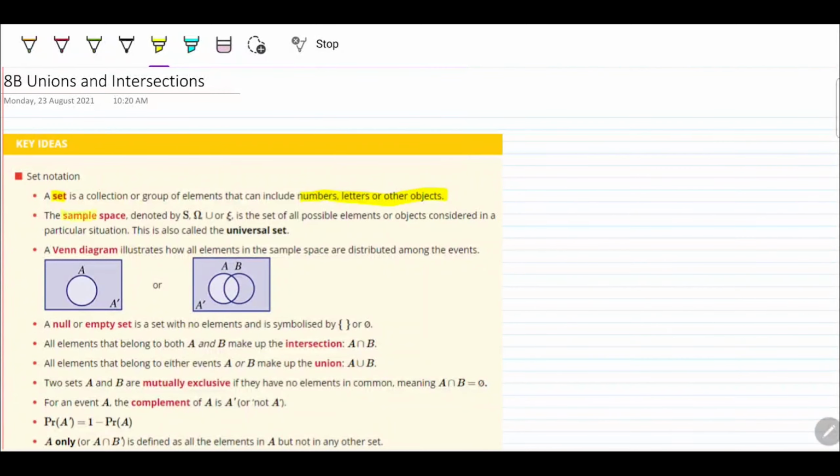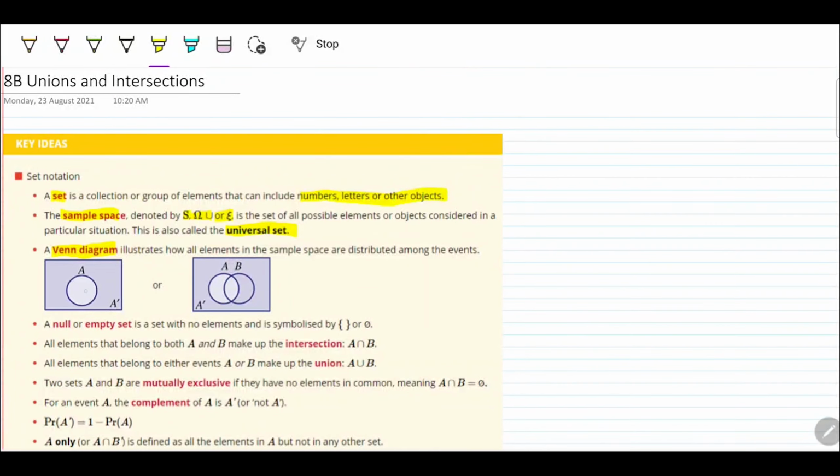A sample space, denoted by this capital S, omega, this U, or xi, is the set of all possible elements or objects considered in a particular situation. This is what we refer to as the universal set. To represent unions and intersections, we can use a Venn diagram, which can illustrate how all elements in the sample space are distributed among the events.